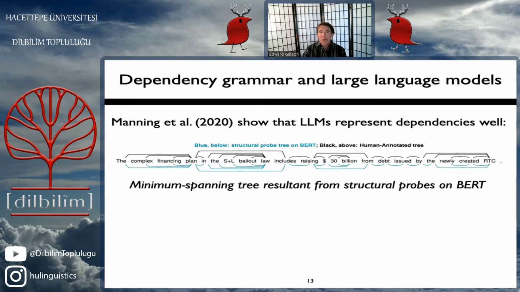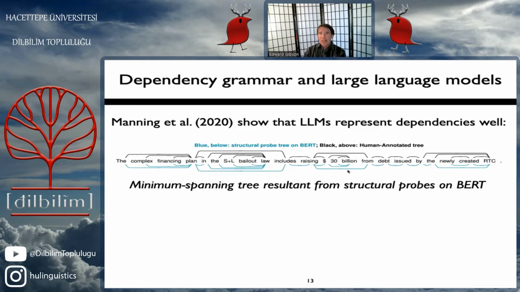There are two different structures here. One's in blue and one's in black. The black one is the human-annotated one, and the blue one is the one they inferred from BERT using this technology called a structural probe. It's kind of complicated, but it's basically trying to figure out which words depend on which words to get the meanings that it has inferred for these sentences.